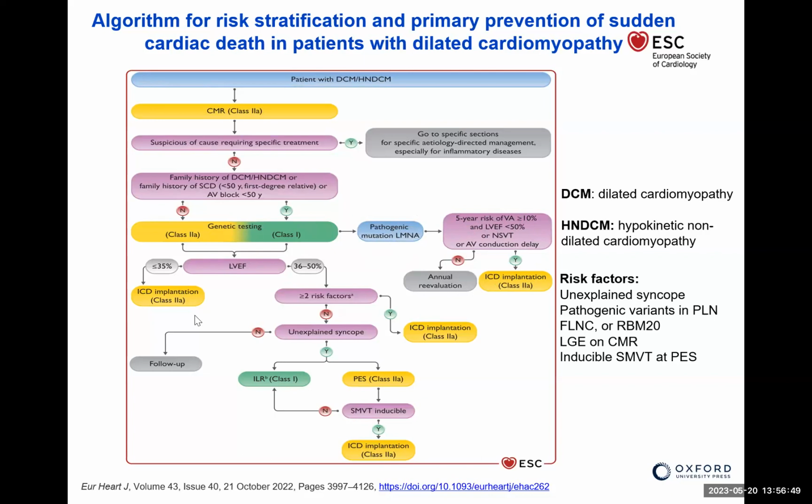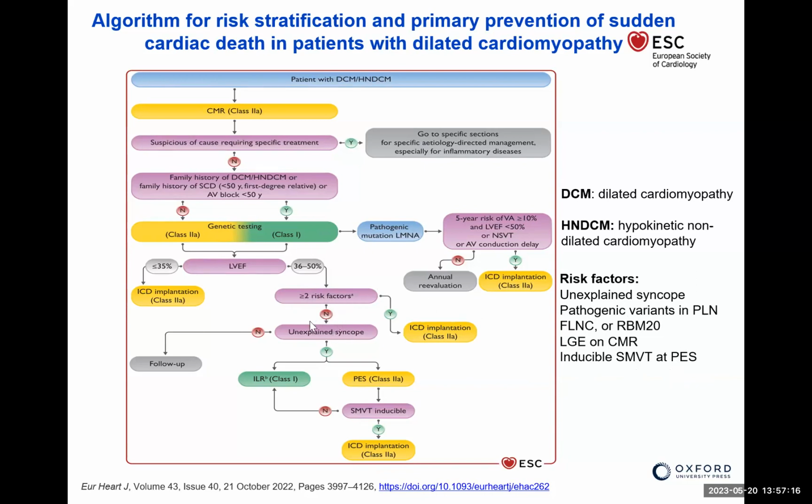It is the same as in the past. It is downgraded to 2A, but it still should be considered. If the ejection fraction is 36 to 50%, and they have 2 or more risk factors, namely unexplained syncope, pathogenic mutation, late gadolinium enhancement on MRI, or inducible sustained monomorphic VT at programmed electrical stimulation, if they have 2 or more, there is indication for ICD.